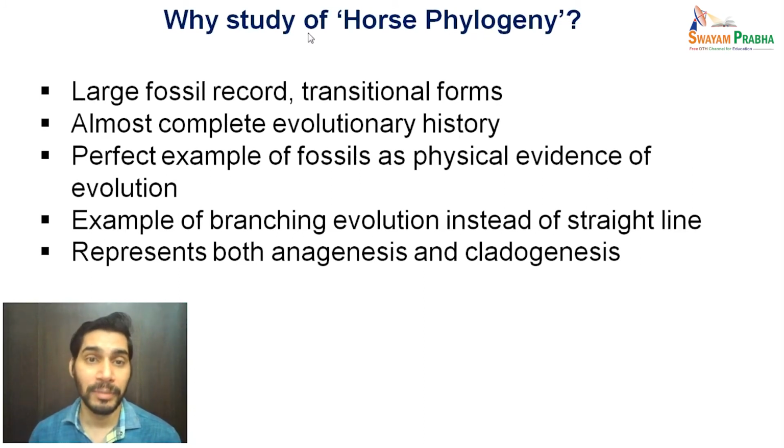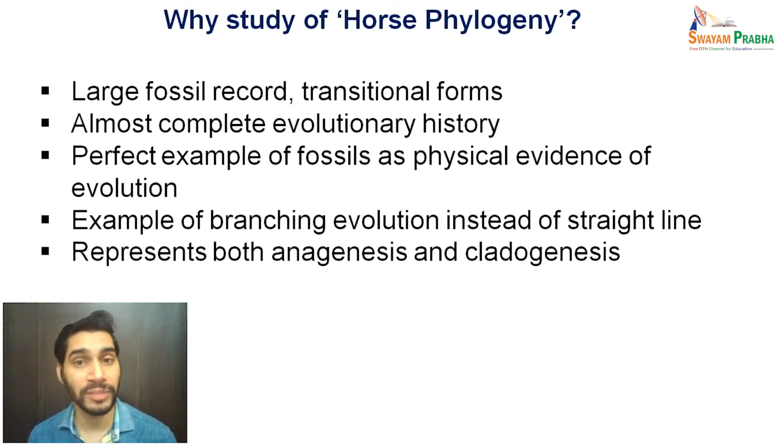This is because we have a large fossil record of horses. When I say large fossil record, it means we have a collection of almost all the horses which have occurred in the past. So it's a huge history of horses, and we have the fossils of almost all of them. Besides this, we have a large record of transitional forms. In order to say that something has evolved from earlier stages, we must have proof that it has come this way, and these transitional forms provide us the proof.